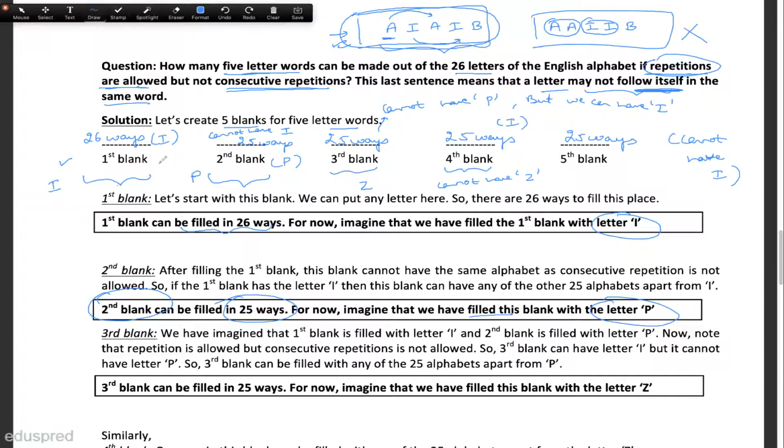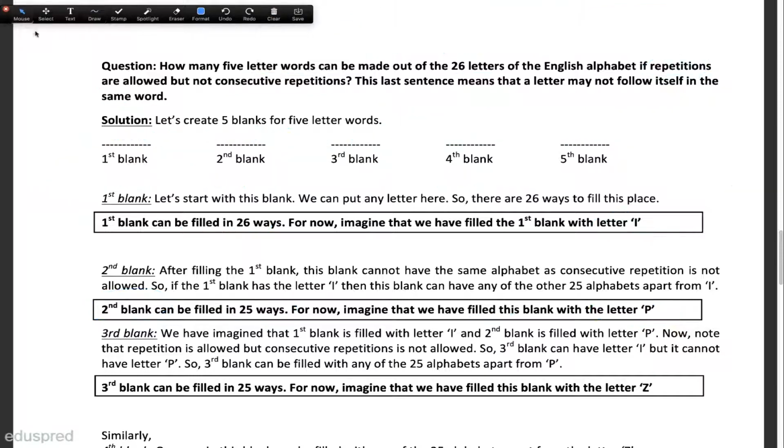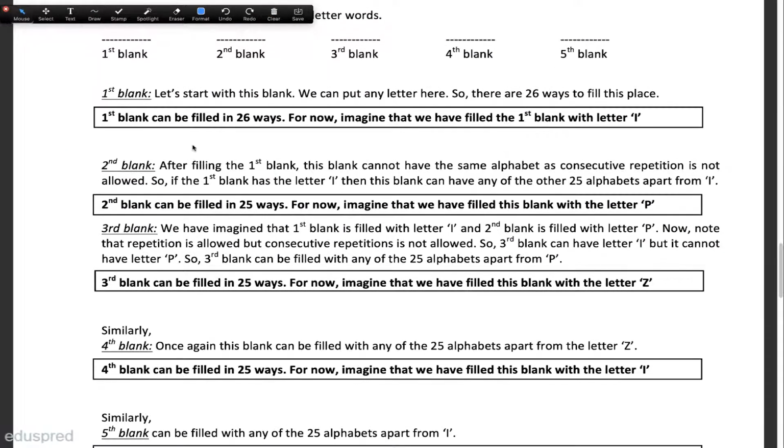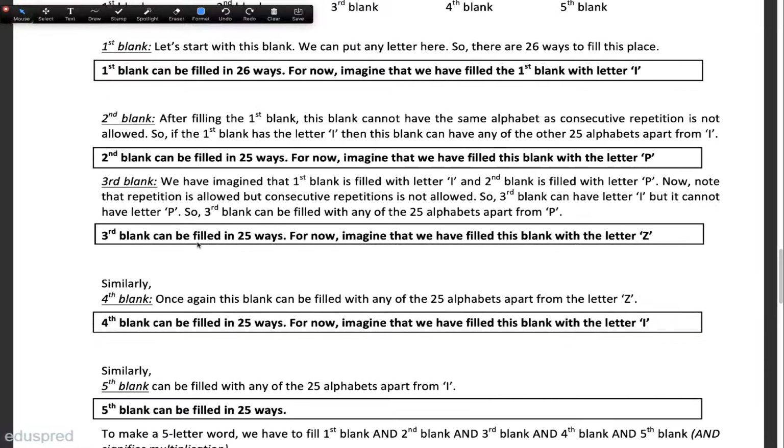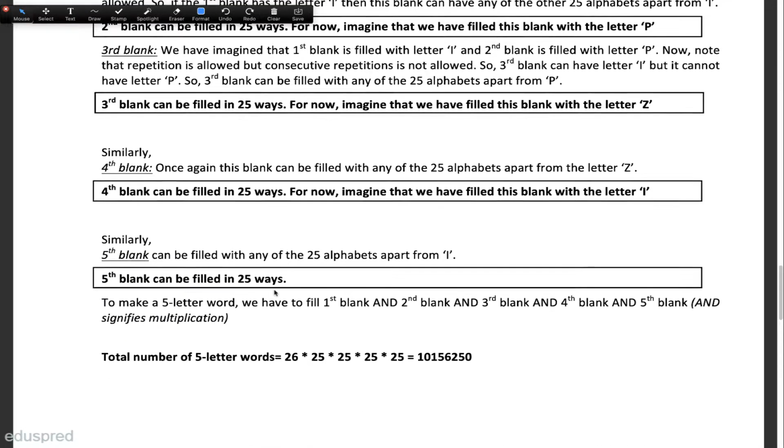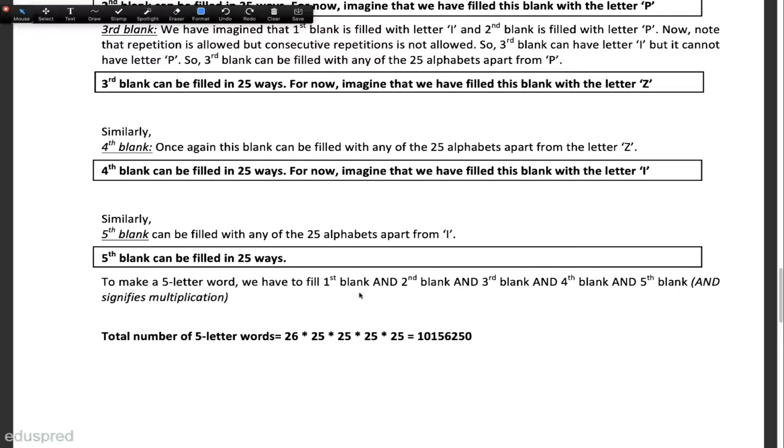So the first blank can be filled in 26 ways, and then all the other blanks can be filled in 25 ways. That's what I have written over here: first blank 26 ways, second 25, third 25, fourth 25, fifth 25. We have to make a 5-letter word, which means we have to fill the first blank and the second blank and the third and the fourth and the fifth blank. When we are counting the number of ways, and means multiplication. So the total number of 5-letter words is 26 multiplied by 25 multiplied by 25 multiplied by 25 multiplied by 25, and this is equal to this number. So that's the right answer.